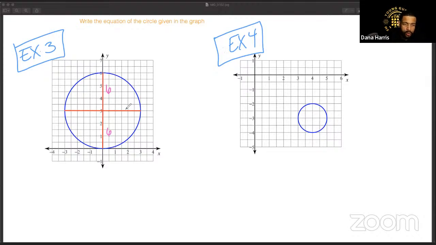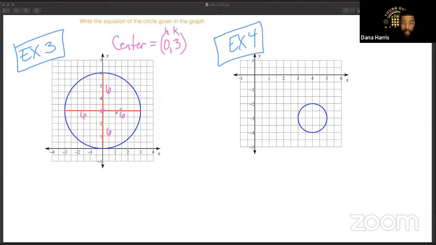So 1, 2, 3, 4, 5, 6. That's 6 units. That means this diameter is 12 units. That means the center is right there. And that is the ordered pair 0, 3. Okay, so the center equals 0, 3. Okay, so that's h and k.